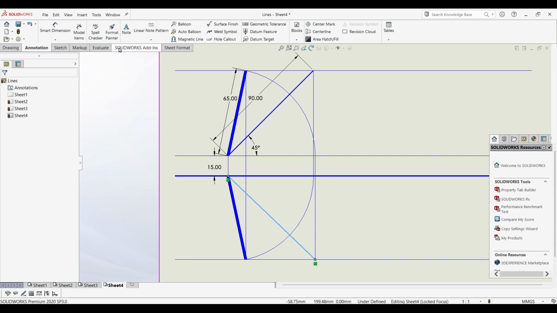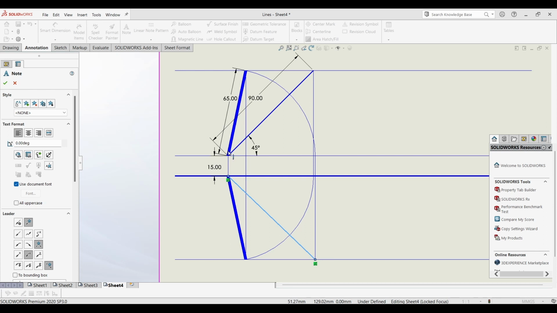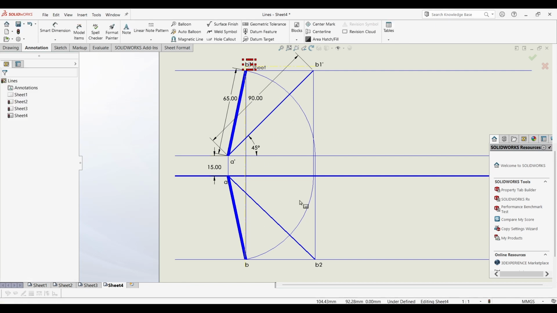Let me do the labeling. Let me annotate the points. This point over here is A dash. Over here it is A. After that we have a point over here that is called B. This is B2. Here we have B1 dash. Here it is point B dash. Okay, these are the annotations.